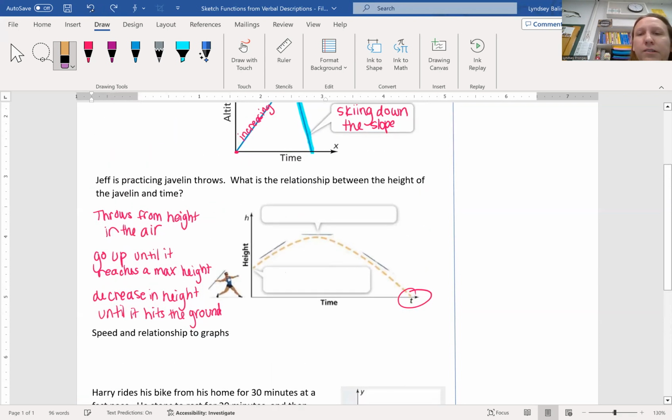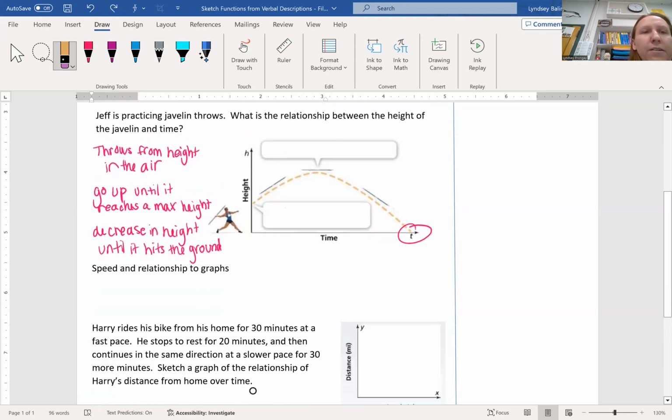Okay, so now we have just a couple things to fill in here. An important part to note is that this right here, the y-intercept, is the starting height. So this is the height from where the javelin is thrown.